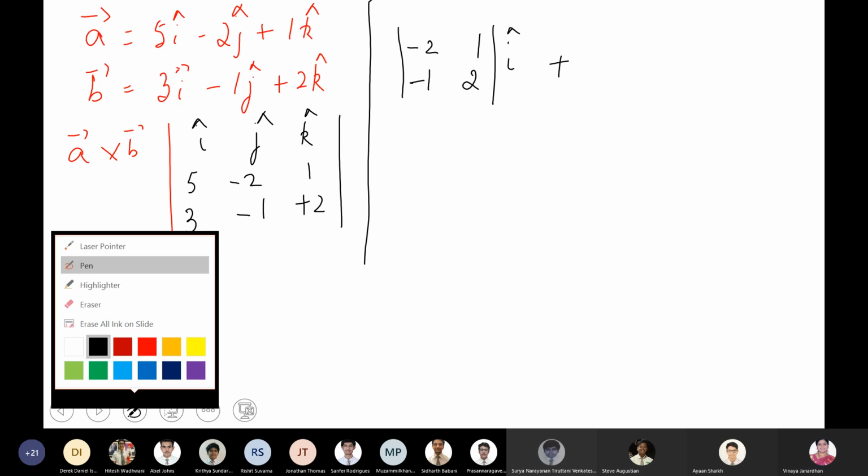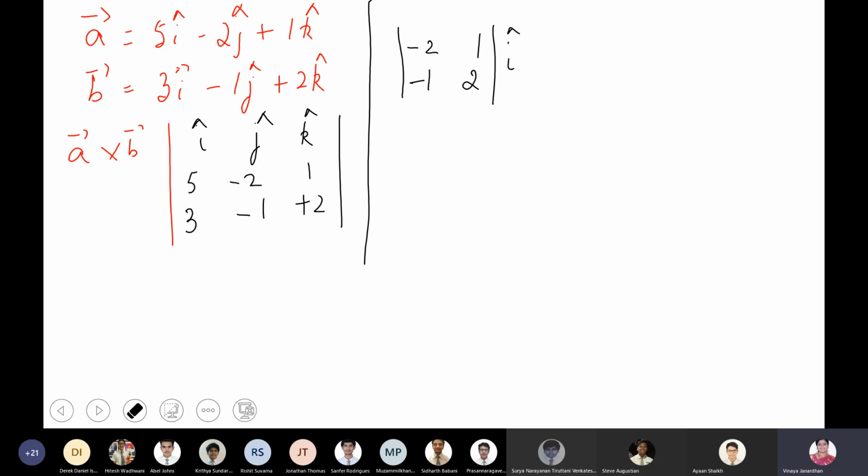Plus, for J, it should be negative. Minus. So what can be written for J? The elements which are below j cap, that is -2 and -1, should not be included. So what is left? 5, 1, 3 and 2 into j cap plus.